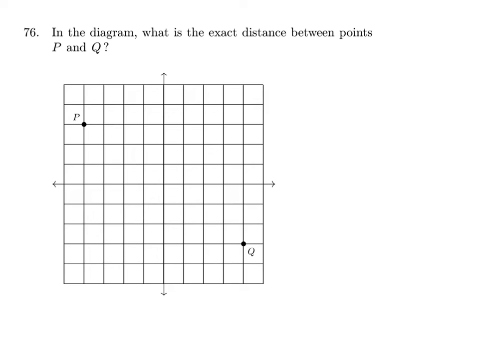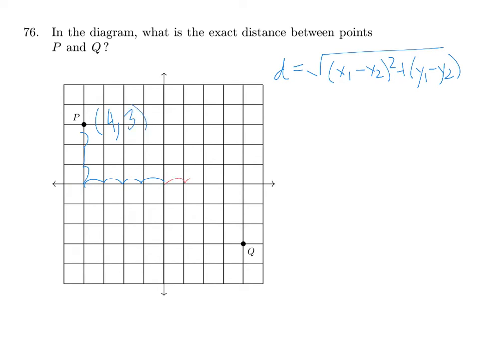In the diagram, what is the exact distance between points P and Q? I'm going to use the distance formula. I also have to figure out what these coordinates are. So that's 4, I go up 3, and then I go right 4, down 3.